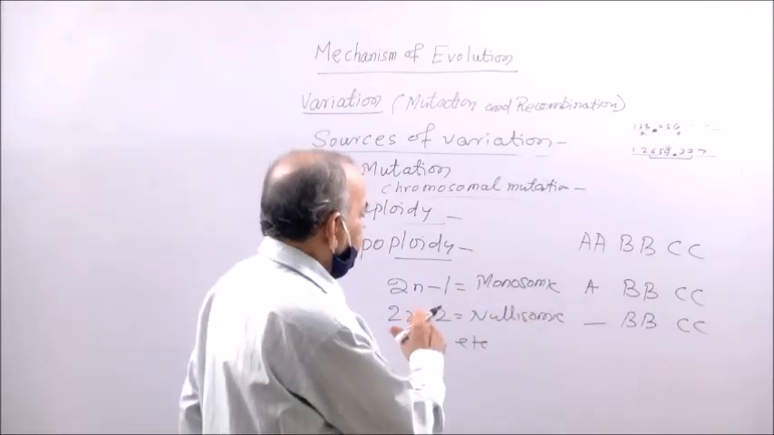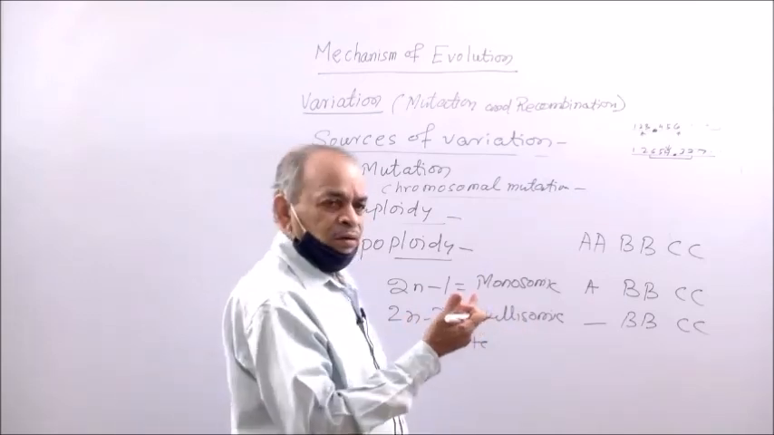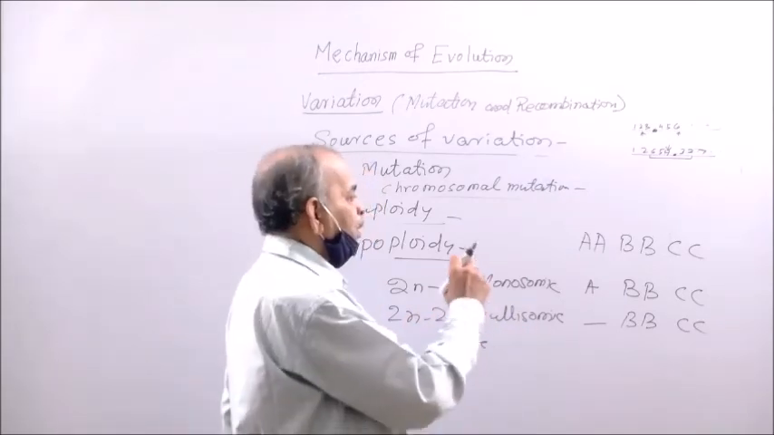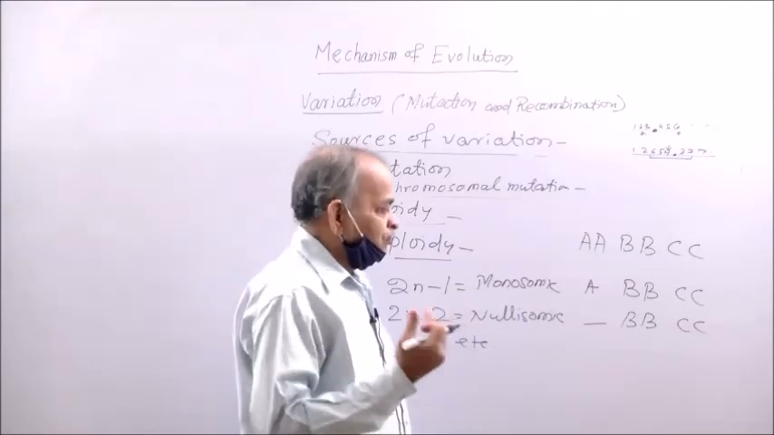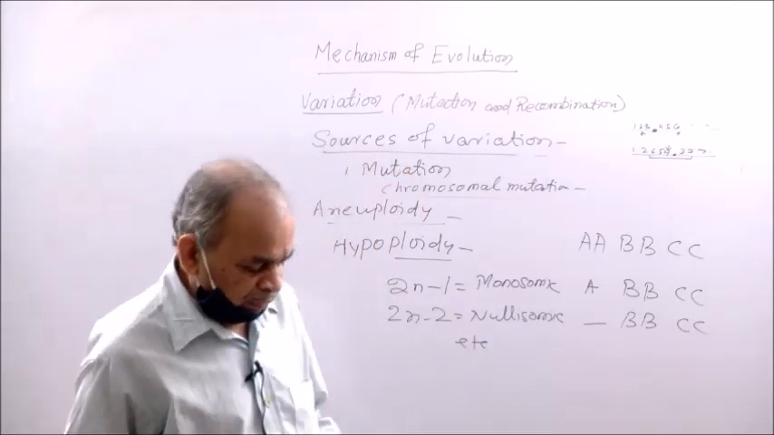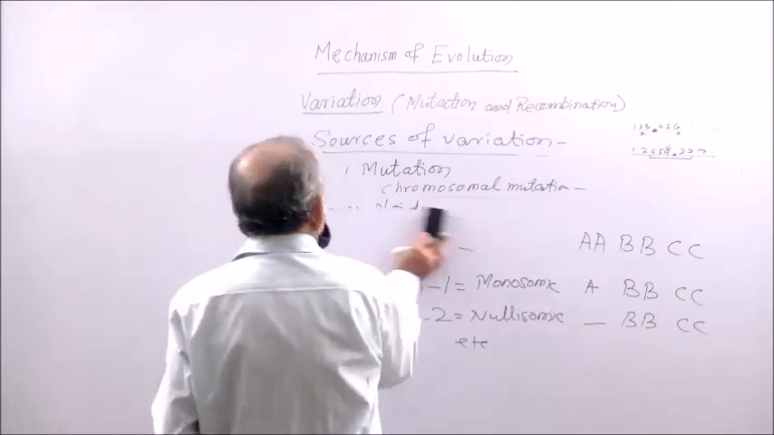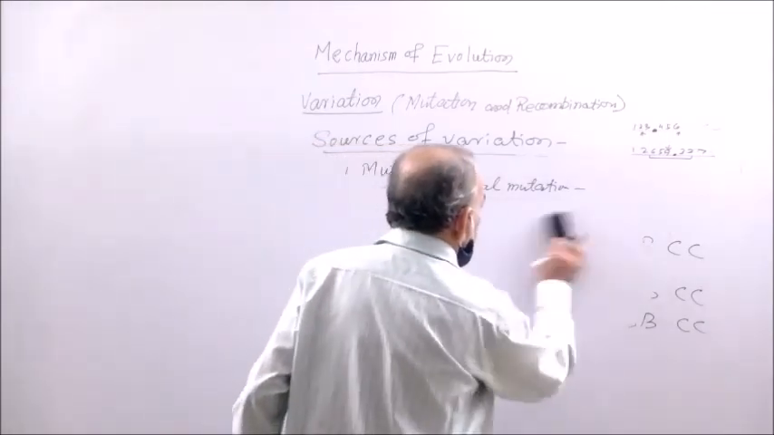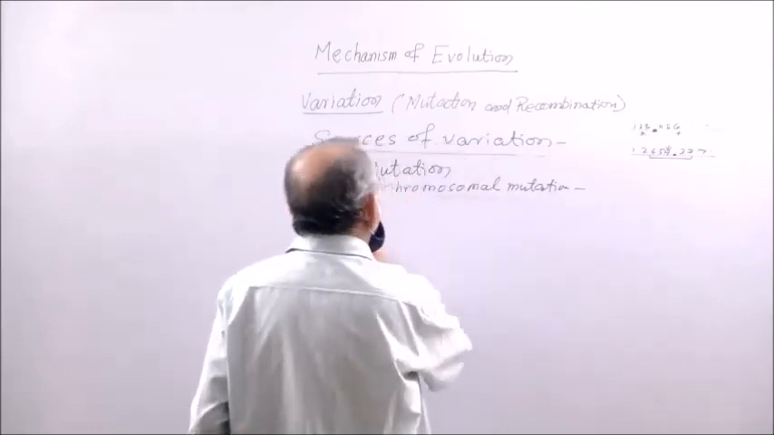So you must say 2n minus 1 is monosomic, and 2n minus 1 minus 1 is double monosomic, where we can say A, B, C, C, like that, and so on. So these are hypoploidy. That is aneuploidy, then euploidy.